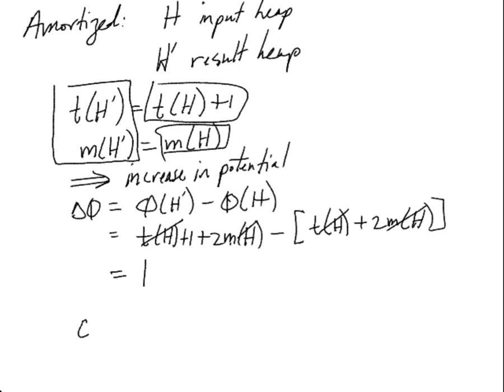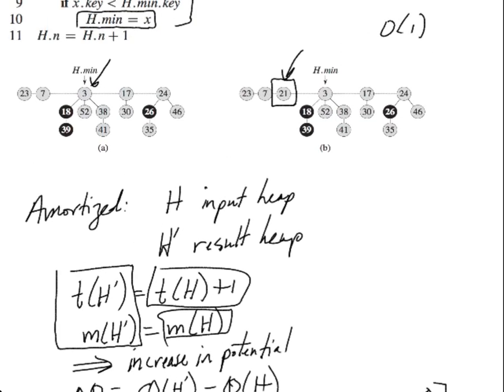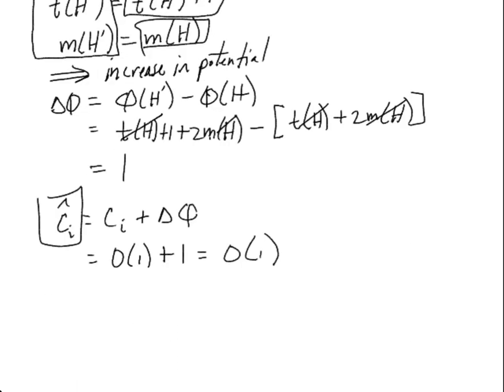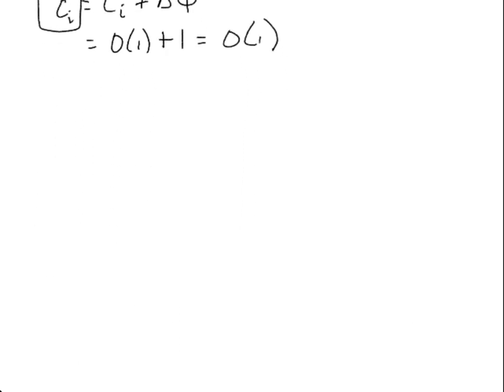So what is our amortized cost? Well, it's the original cost plus the change in potential. The original cost we decided here is order 1. So constant time plus the change in potential is constant time. So that's our amortized cost for inserting a node.